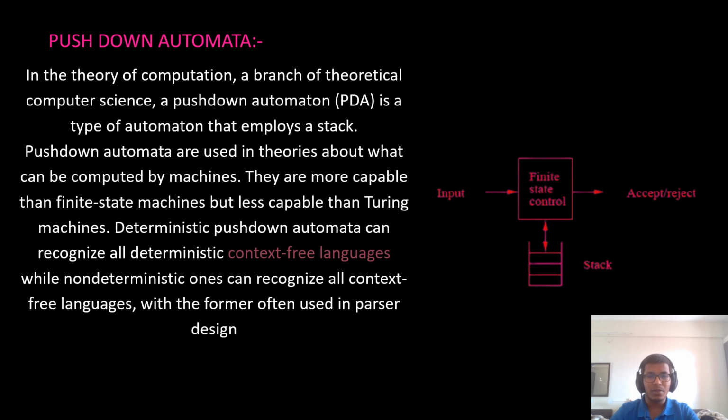Deterministic push-down automata can recognize all deterministic context-free languages, while non-deterministic ones can recognize all context-free languages, with the former often used in parser design.